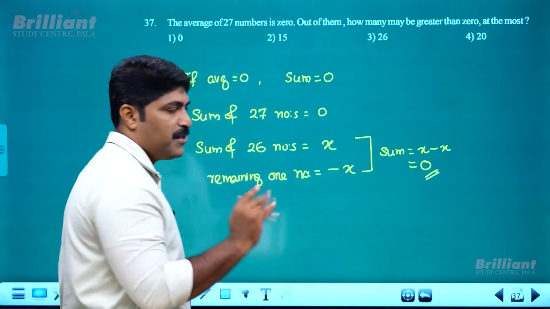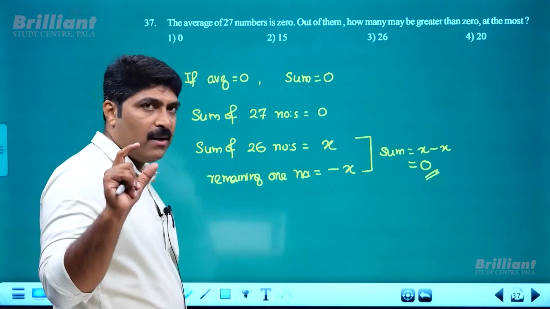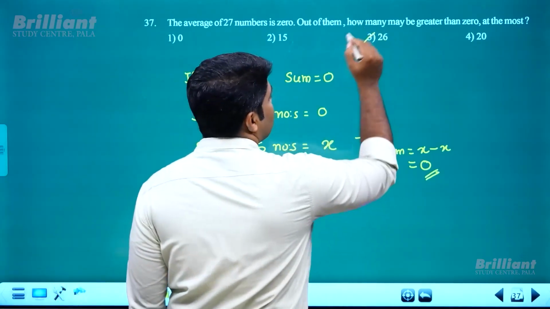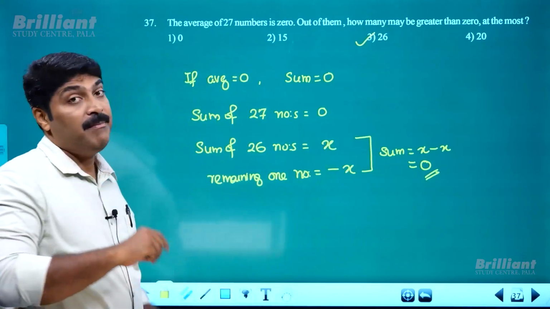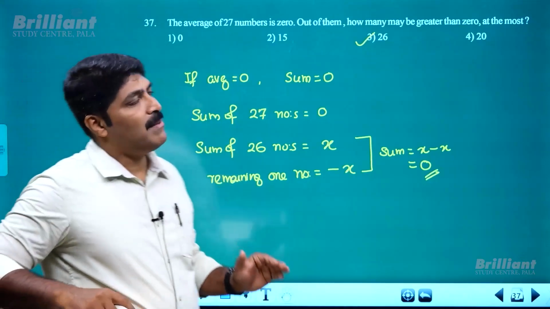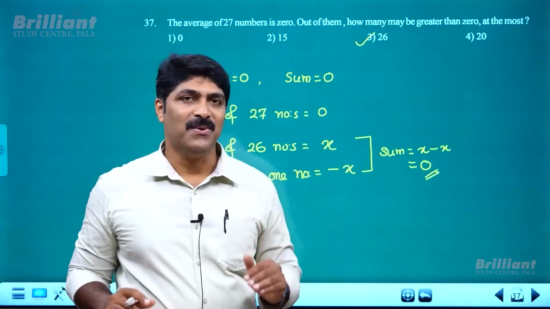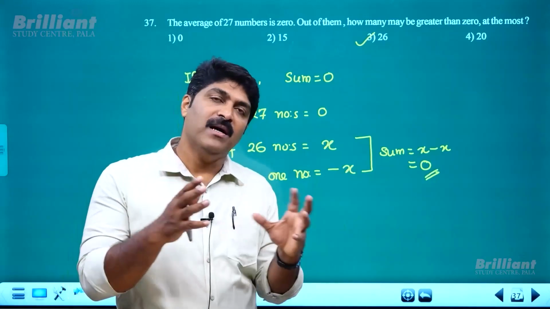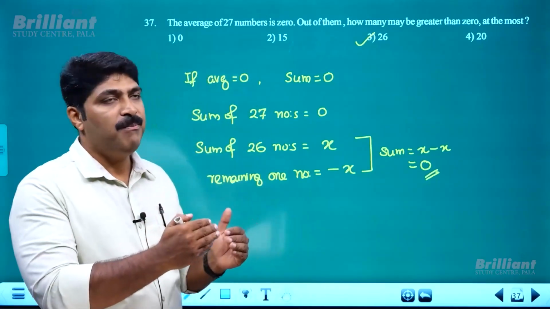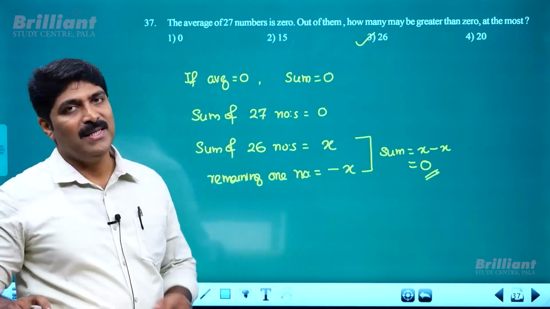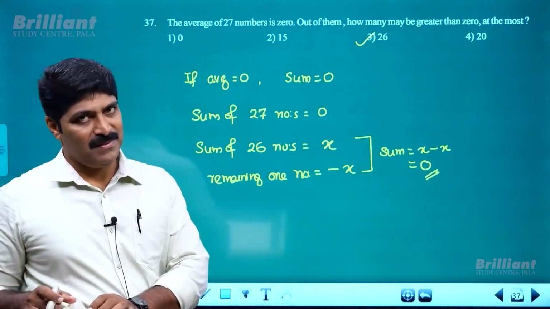It's a possible situation. So what we can logically conclude here is that at most 26 among them can be greater than 0. So only one is required to be less than 0. That one should be the negative part of that positive sum. Like that, we can balance the quantities in similar types of operations.